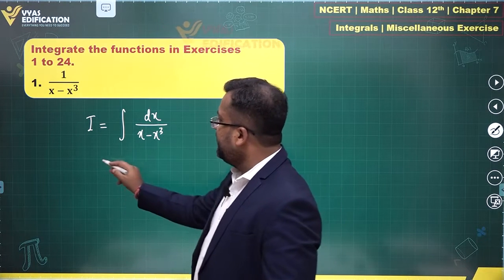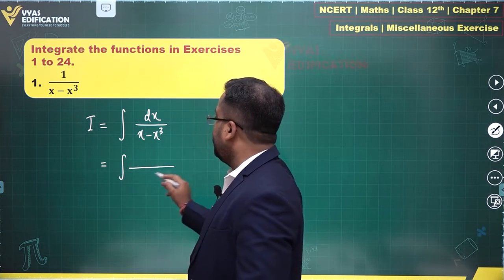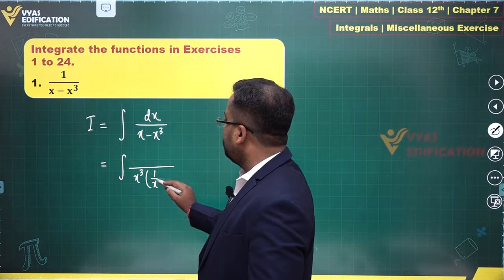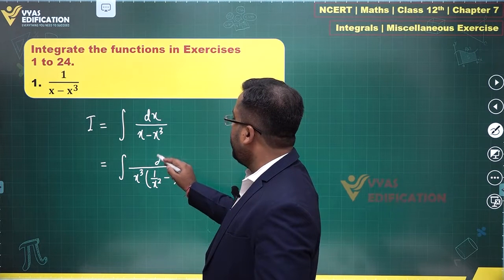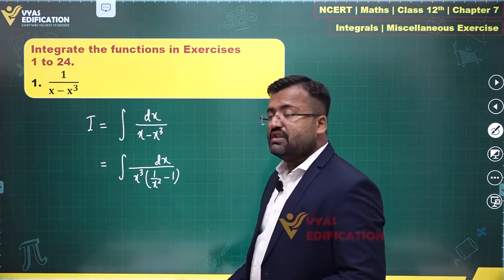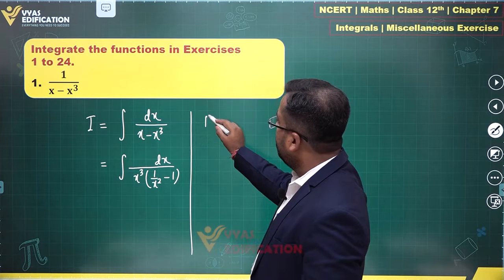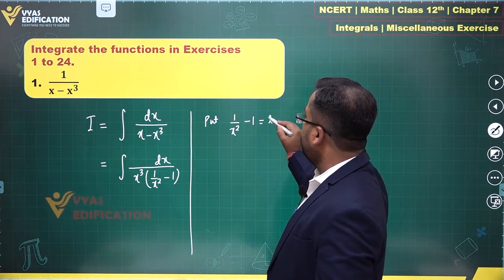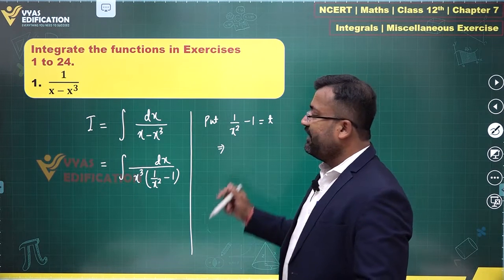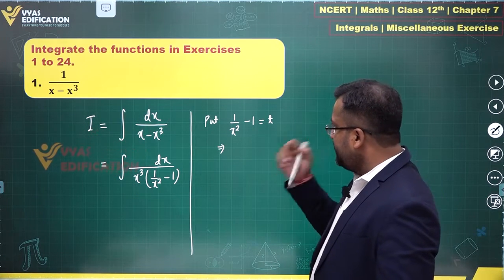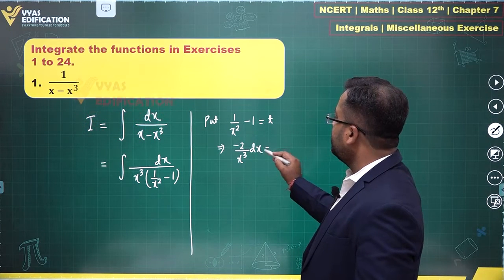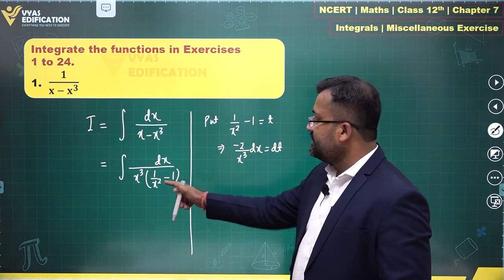What you can do is, in the denominator, take out x power 3 common. This x will be reduced to 1 upon x square. This will be minus 1. And now use the substitution 1 by x square minus 1 is equal to t. You see, the derivative of 1 by x square is minus 2 upon x power 3 dx, which is equal to dt. This is present over there.